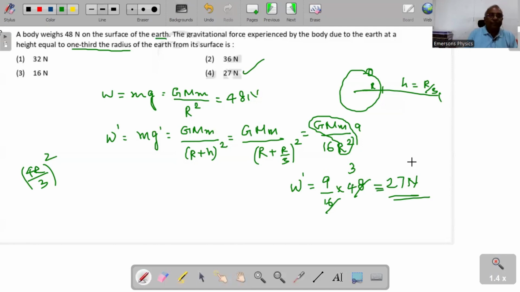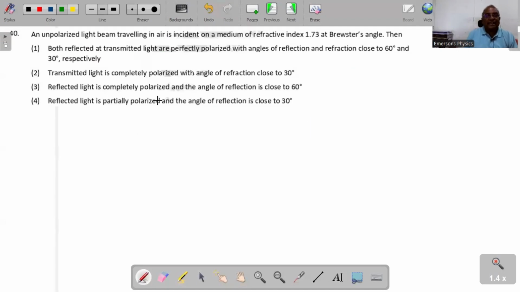is the answer. Okay. An unpolarized light beam traveling in air is incident on a medium of refractive index 1.72. Then, what are the answers? Let's see which of these are correct. Both reflected and transmitted light are perfectly polarized. This is wrong. Only the reflected ray is plane polarized. Refracted is partial. So, first option is wrong.